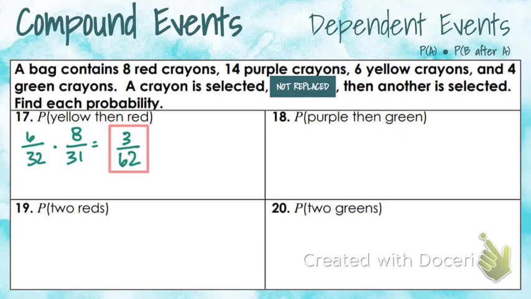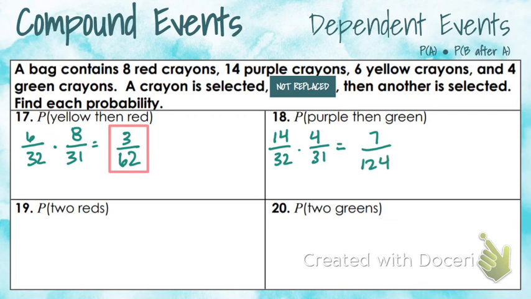Okay, so then purple, then green. The first one is purple, so there's 14 purples out of 32 in the bag. And then we want to do green. So again, there are only 31 left because we did not replace the purple one, and there are 4 green crayons in the bag. When we multiply this and reduce it, we get 7 out of 124.